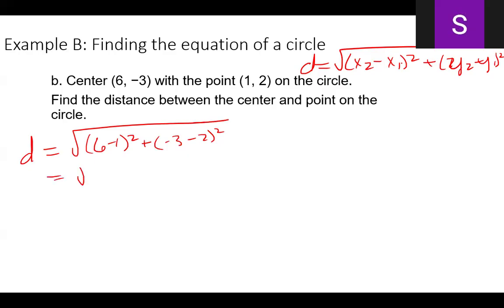Keep going. 6 minus 1 squared is 25. And -3 minus 2 squared is another 25, right? And 25 plus 25 is 50. So our distance equals the square root of 50, which means our radius is the square root of 50. Does that make sense?